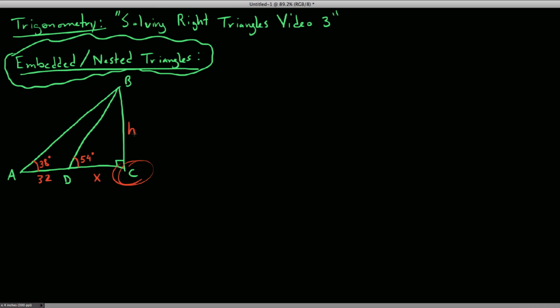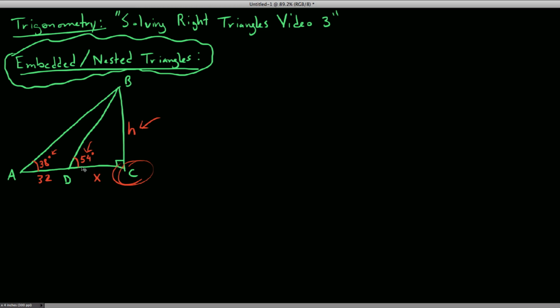So, what do we know about these? Well, we know that angle BDC, or CDB, is 54 degrees, and we also know this other acute angle over here is 38. Segment length AD, from there to there, is 32 units long. Segment length DC, we do not know. Maybe that is what we're trying to find, and it is what we're trying to find, okay? Or maybe we want to find H, okay?